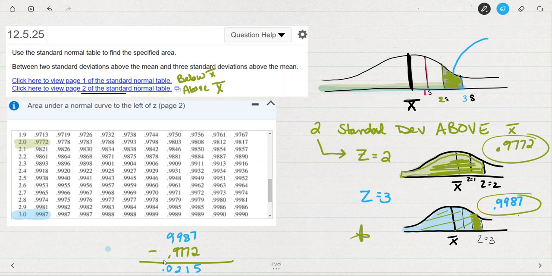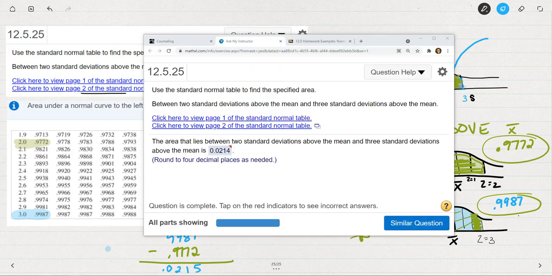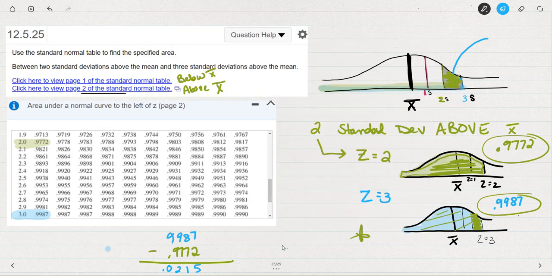And it looks like we'd get 0.0215. On this problem, when we look at the rounding, it says to round to 4 decimal places, because as a percent, that'd be 2.15%, but the answer we could put in is 0.0215. I hope that this example helps.